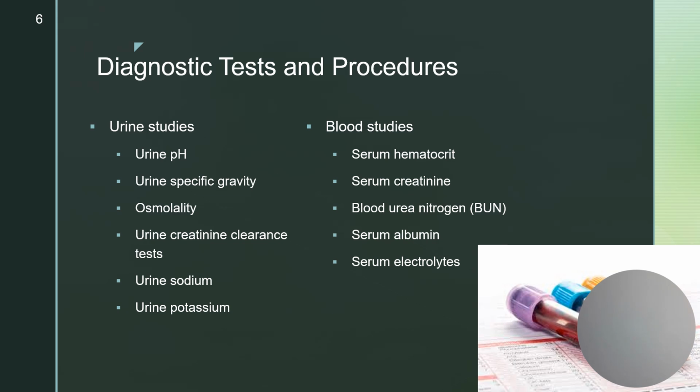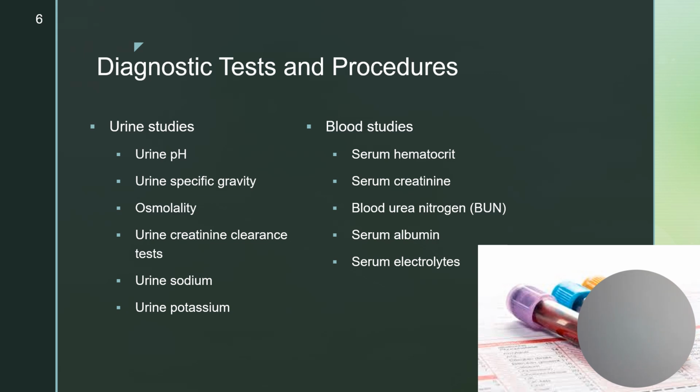If we have a high specific gravity, this is going to indicate concentrated urine and fluid volume deficit. But do understand that as we get older, we are not able to concentrate urine as well. So an older adult may have a low or normal specific gravity even when they're dehydrated.